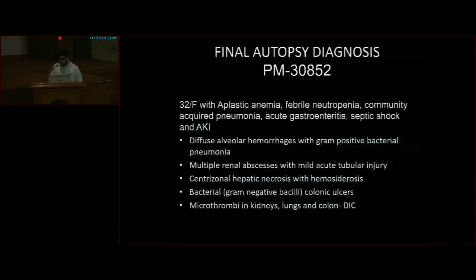So my final autopsy diagnosis in a 32-year-old female with a clinical presentation of aplastic anemia, febrile neutropenia, community-acquired pneumonia, acute gastroenteritis, septic shock and acute kidney injury is diffuse alveolar hemorrhages with gram-positive bacterial pneumonia, multiple renal abscesses with mild acute tubular injury, centrizonal hepatic necrosis with hemosiderosis, bacterial colonic ulcers due to gram-negative bacilli, and microthrombi in kidney, lungs and colon secondary to DIC.